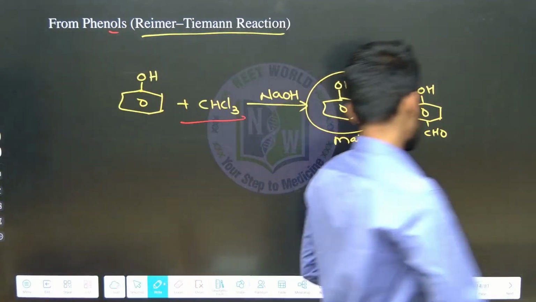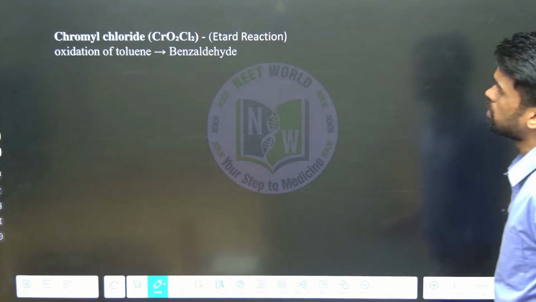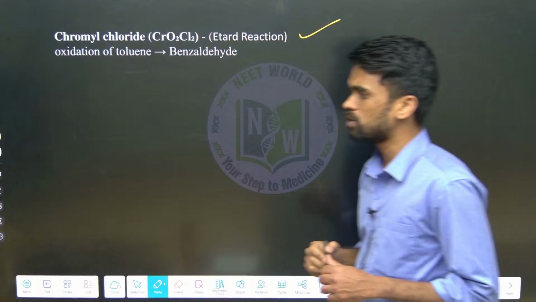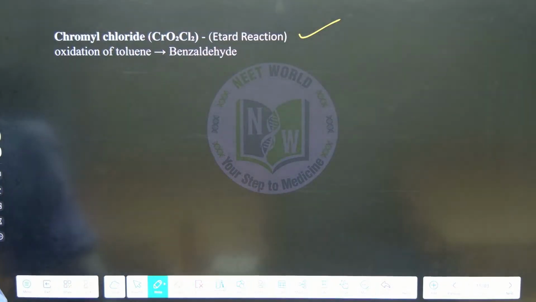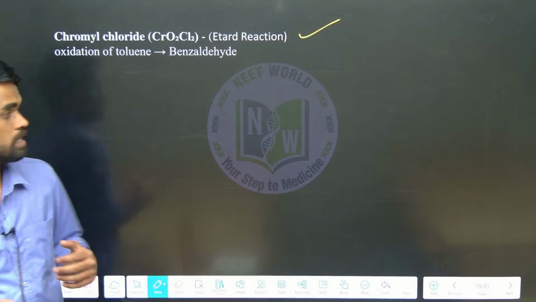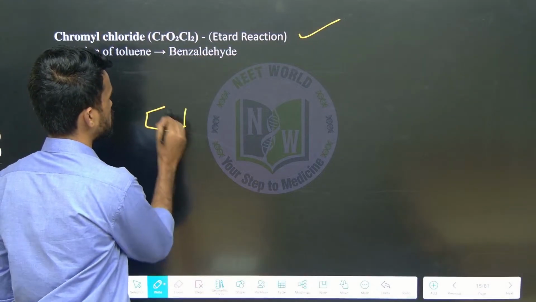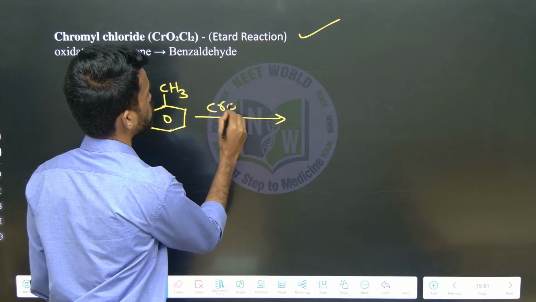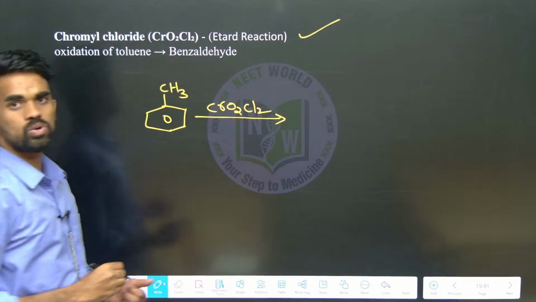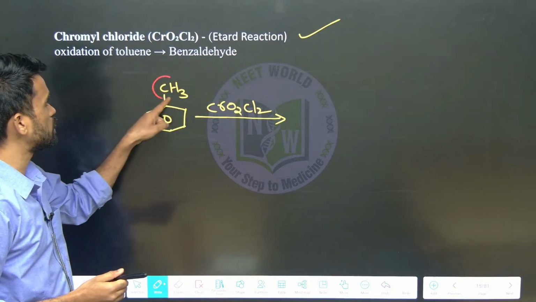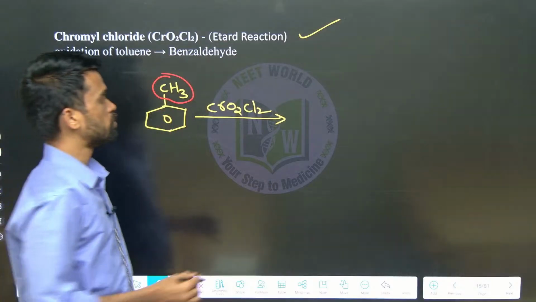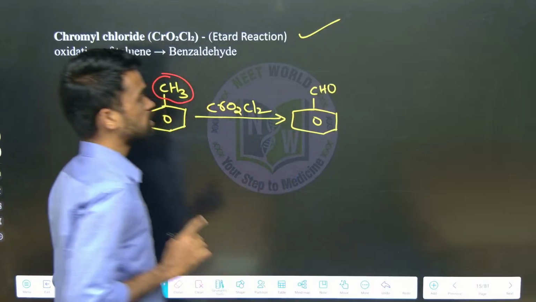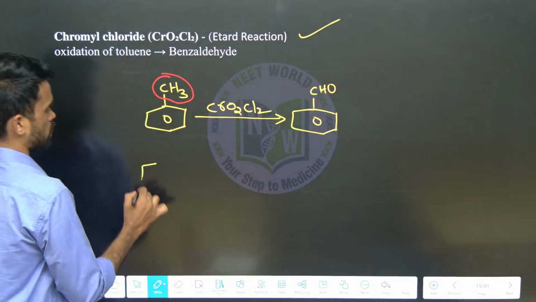Next, the chromyl chloride reaction, Etard's reaction we can say. What will it do? Alkyl benzenes will be converted into aldehydes. Take an alkyl benzene like toluene. Toluene, upon treating with CrO2Cl2, converts this methyl group to the respective carbonyl compound, like this CHO. Not only this, you can also remember one more concept here.